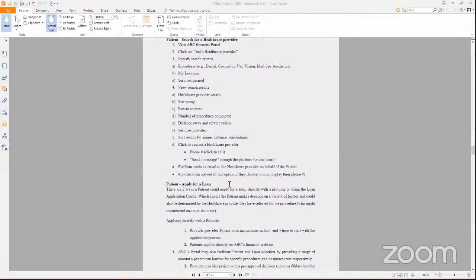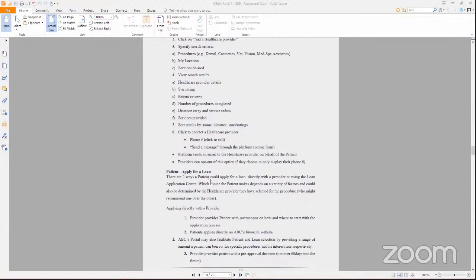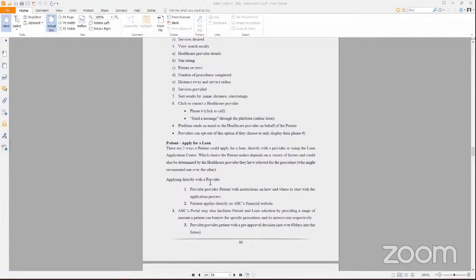Yes. And then the search results can be sorted by name, distance, and star ratings. So the patient will click to contact the healthcare provider either by phone or by sending a message through the platform, an online form. Then the platform sends an email to the healthcare provider on behalf of the patient, and the provider can opt out of this option if they choose to only display their phone number. And we have the second option for the patient.